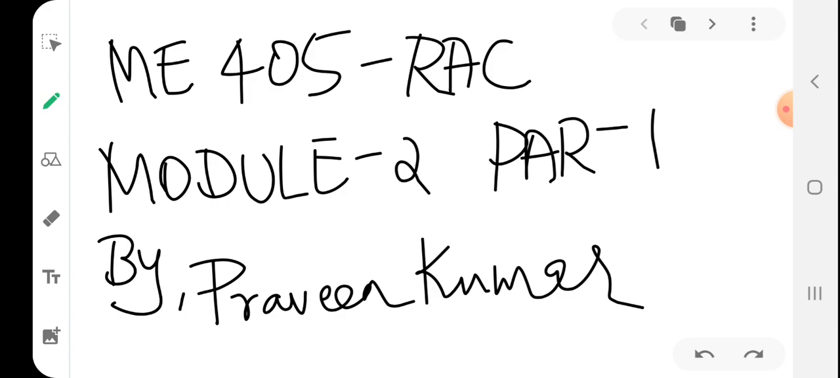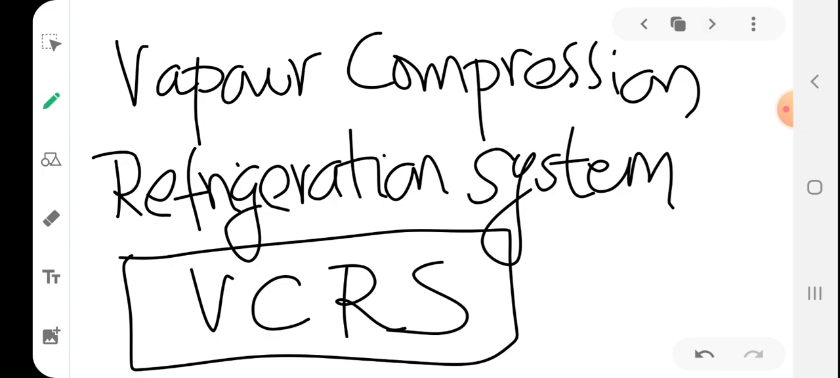Okay, so now we will move to the second module in RAC, refrigeration and air conditioning systems, and this module deals with a very important concept called the vapor compression refrigeration system, or VCRS. So VCRS is nothing but vapor compression refrigeration system.